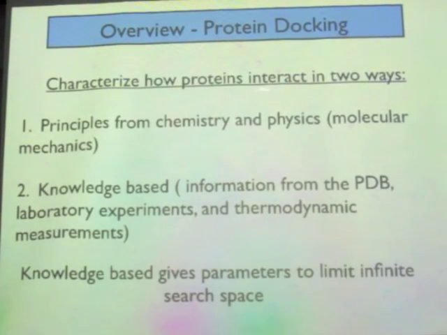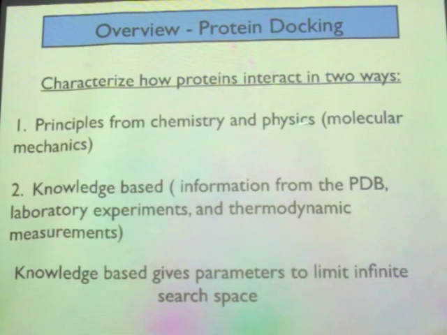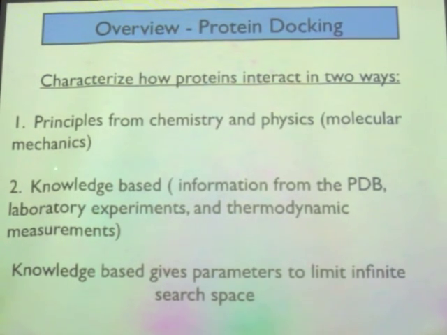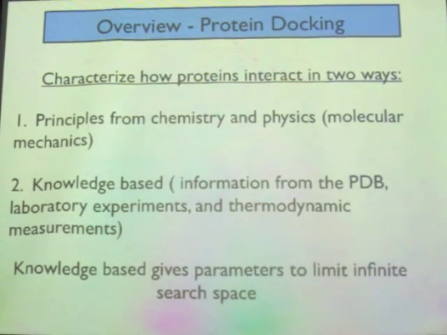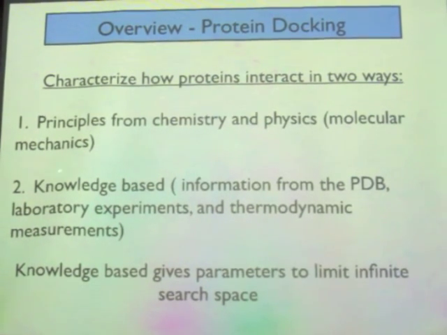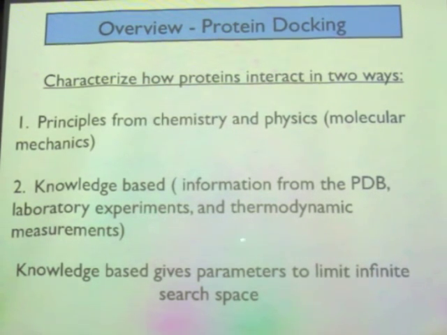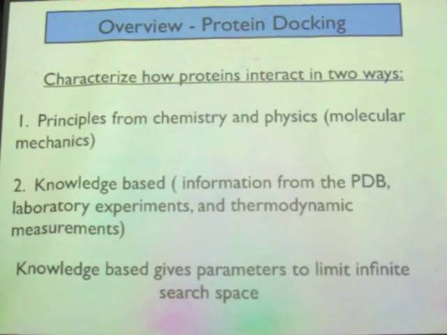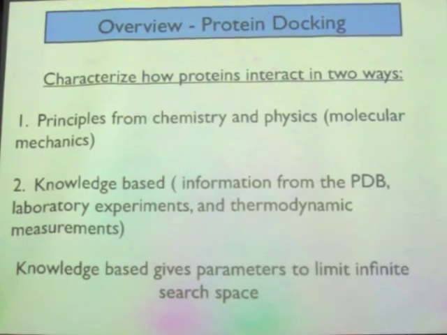We can characterize how proteins interact in two ways. We know principles from chemistry, and this is more of a molecular mechanics approach where we give it some sort of real-world potential and have it interact that way. But everyone knows the fallbacks of computational chemistry when we're trying to do large complexes. The system gets too complex, and so we borrow from Rosetta the knowledge-based potentials, where the information from the PDB and laboratory experiments and thermodynamic measurements fit directly into the Rosetta algorithm, and it limits our search space, that infinite search space that you see in de novo folding and pretty much all aspects of computational biology.